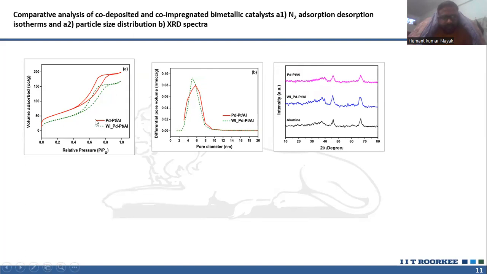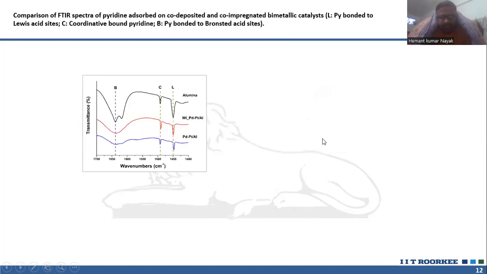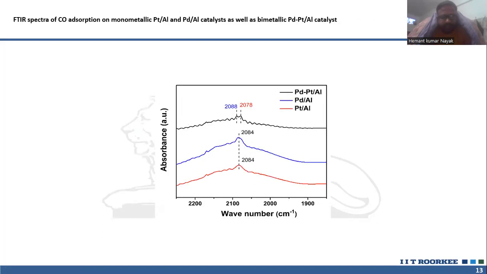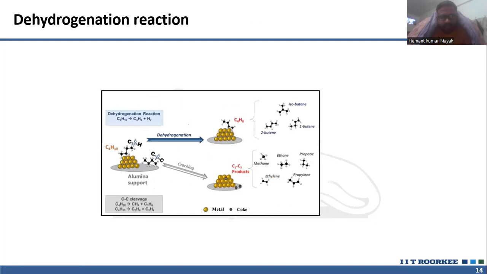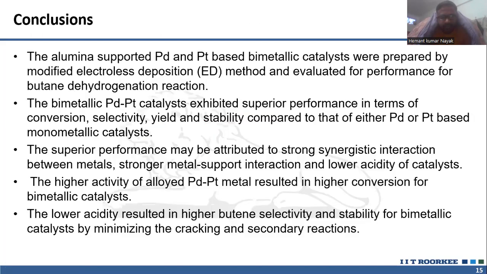here is the volume adsorbed versus relative pressure curve. This is for size distribution, and this is the XRD image. This is FTIR. To know the acidity of the sample, we can perform FTIR, and for CO adsorption, absorbance versus wave number. In the dehydrogenation reaction, C4H10 produces butene and also hydrogen.